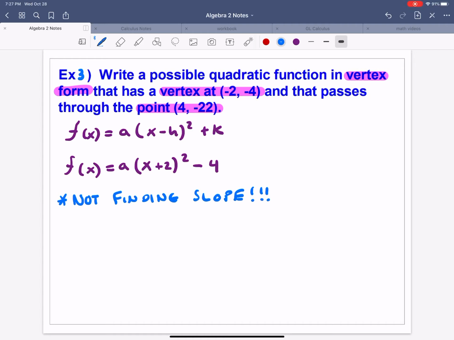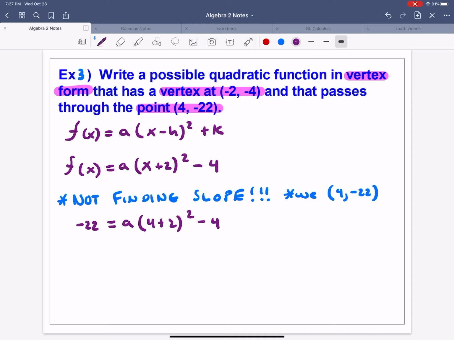So what are we going to do? Okay, what are we going to do? We're going to use the second point that's given, 4, negative 22. So what I mean by that is we're going to set this function equal to negative 22, and we're going to plug 4 in for x. So we get negative 22 equals a times 4 plus 2 squared minus 4.